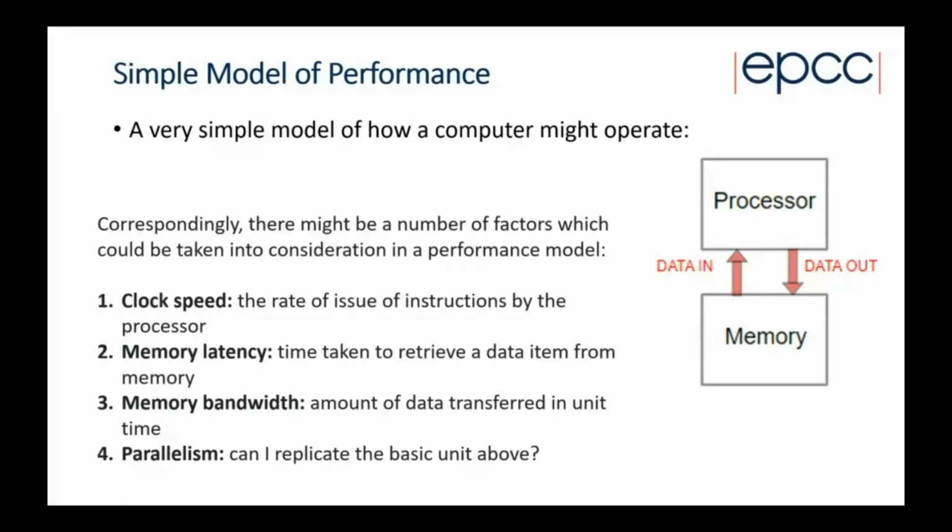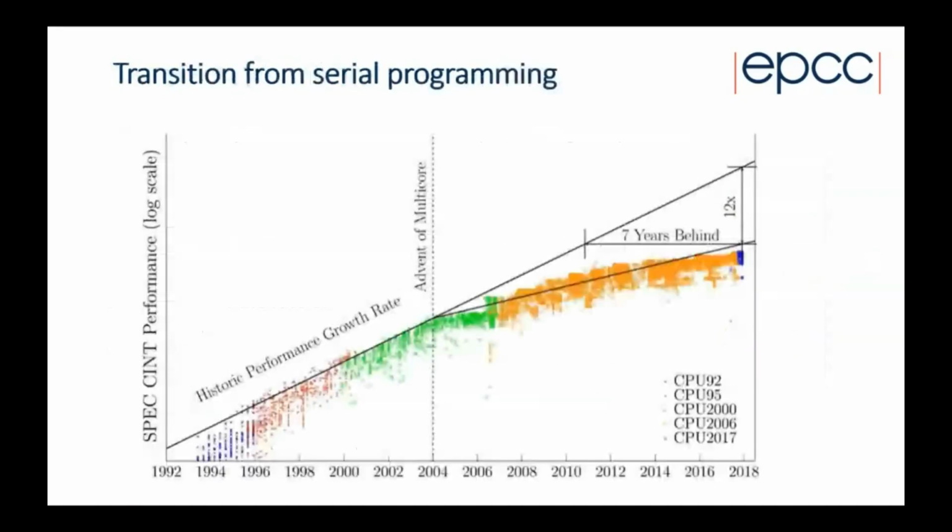And parallelism. Can I replicate this basic unit? Because if I can have more basic units, I can do more calculations at the same time. That allows me to have multiple things happen at once, and therefore I can get more work done. Okay, so why have we ended up, so often it's very common, we've ended up in a parallel world. We've got multiple cores per CPU. We already see this in the CPU. Why have we ended up here?